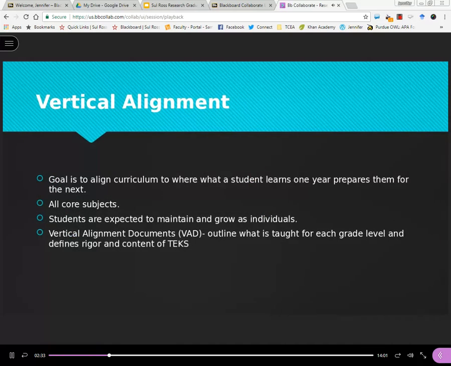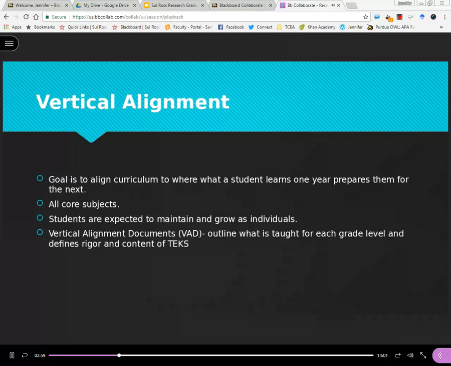Now we get to vertical alignment. Vertical alignment, your goal is to align the curriculum to where what students learn from one year prepares them for the next. You want to see vertical alignment in all core subjects, your English language arts, your reading, your math, social studies, science. This is going to help students maintain and grow as individuals.